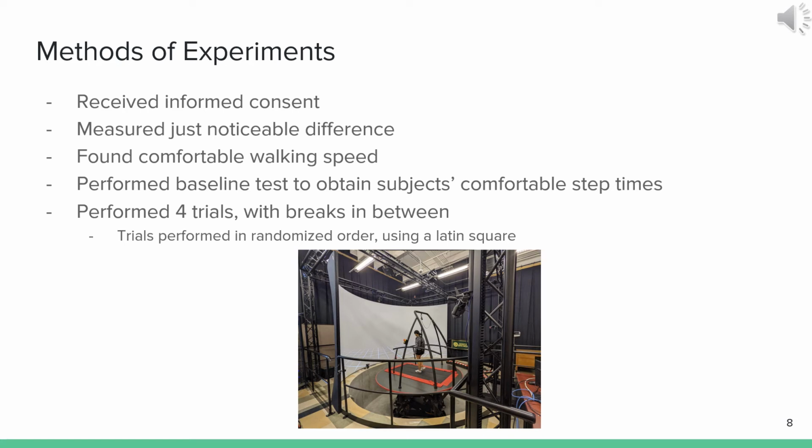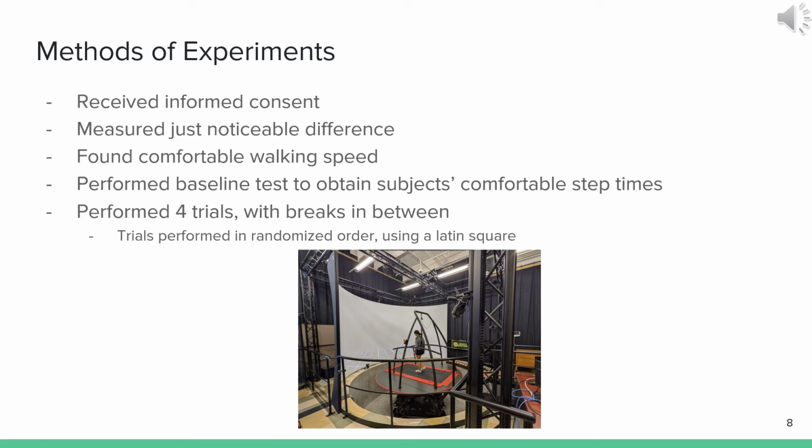Then we were ready to perform the 4 trials, which consisted of the 4 models that I spoke about before, with breaks in between, of course. And these trials were performed in a randomized order using a Latin square. This was done to get rid of some of the error that would possibly pop up.